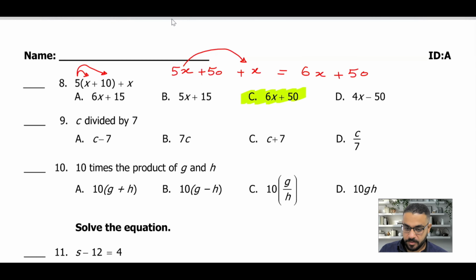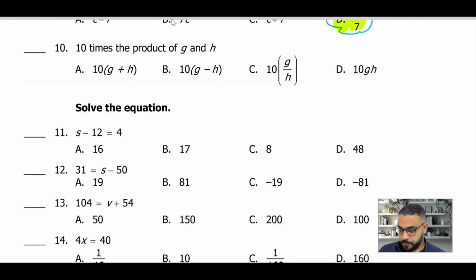And here I want to express this sentence by a math operation. C divided by 7. So if you have 100 divided by 5, you have to write it like that, 100 divided by 5. But here I have C, unknown, divided by 7. So I have to write it like C over 7 or C divided by 7. So the correct answer is D, right? Okay, let's move to the next one.